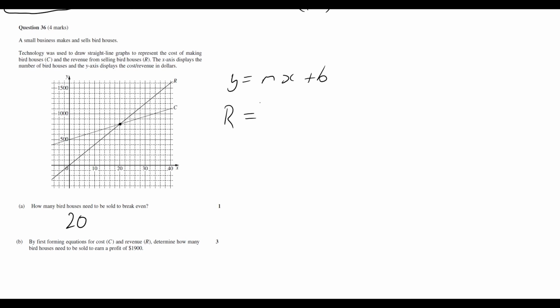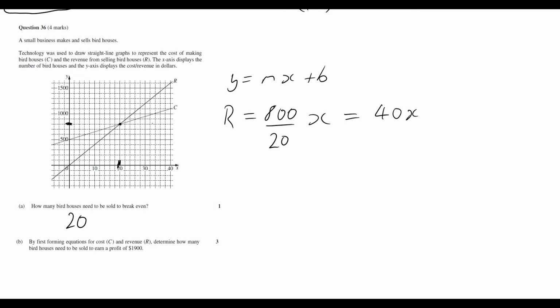Now, for the gradient, let's just use our simple rise over run formula. Let's work to this point here when x is 20. We know that we've gone up to about 800 over 20. And that's our formula for the revenue there. 800 over 20, we can simplify as just R equals 40x. That's our equation for the revenue.